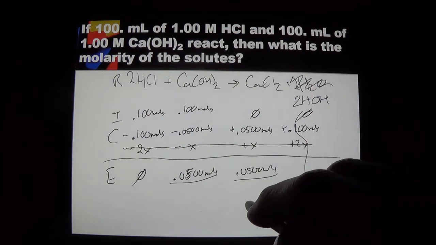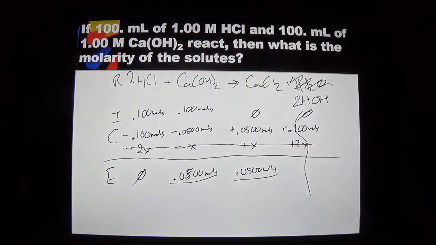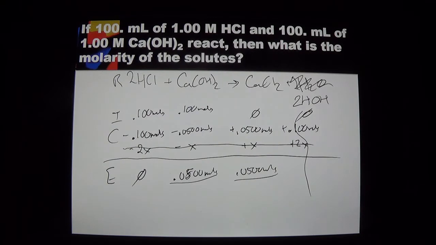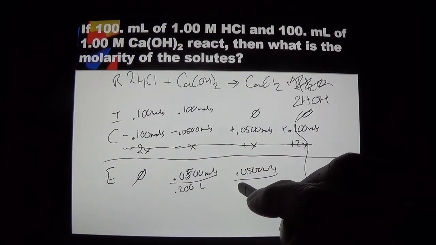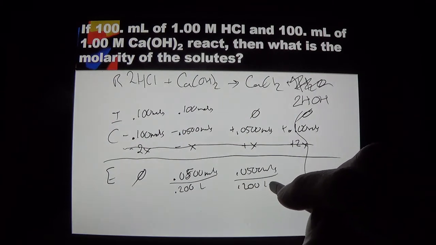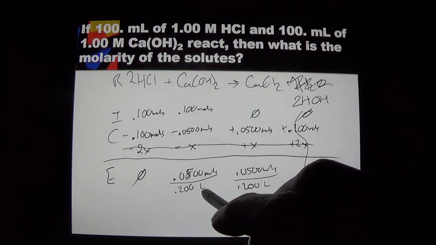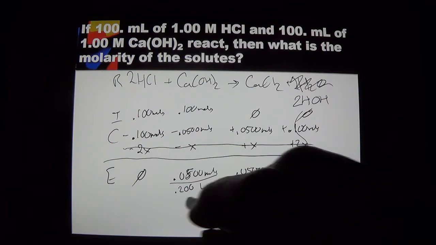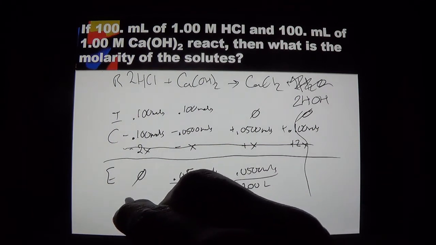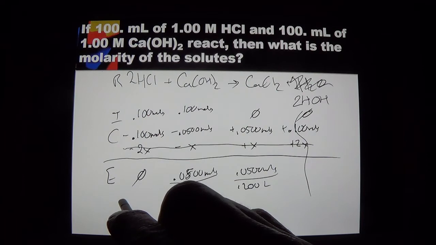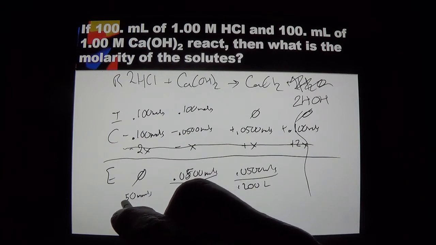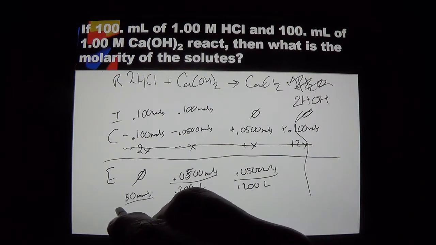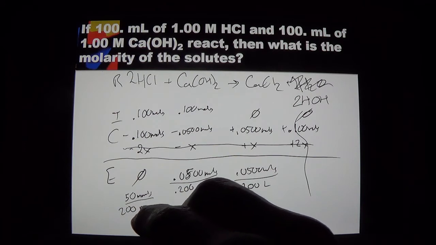So 100 and 100 is 200. So I'm going to have 0.200 liters as the volume. Okay, so how do you want to view this? Hey, would it help? Let's view it in millimoles and milliliters. We can do that. It's just moving the decimal 3 times. That's going to be 50 millimoles divided by 200 milliliters.